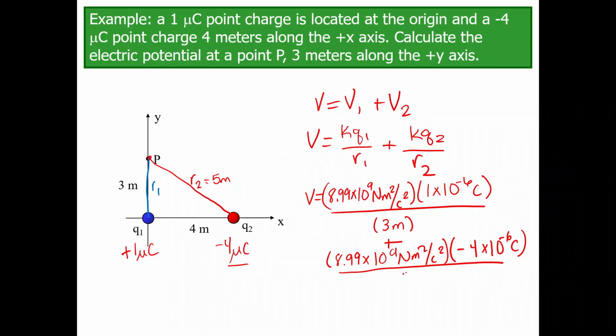I got a square there. I do that all the time. Over 5 meters. I'm so used to working with electric fields that I always make the mistake of squaring the denominator. So I apologize for that. There's no squares on the distances in this case.